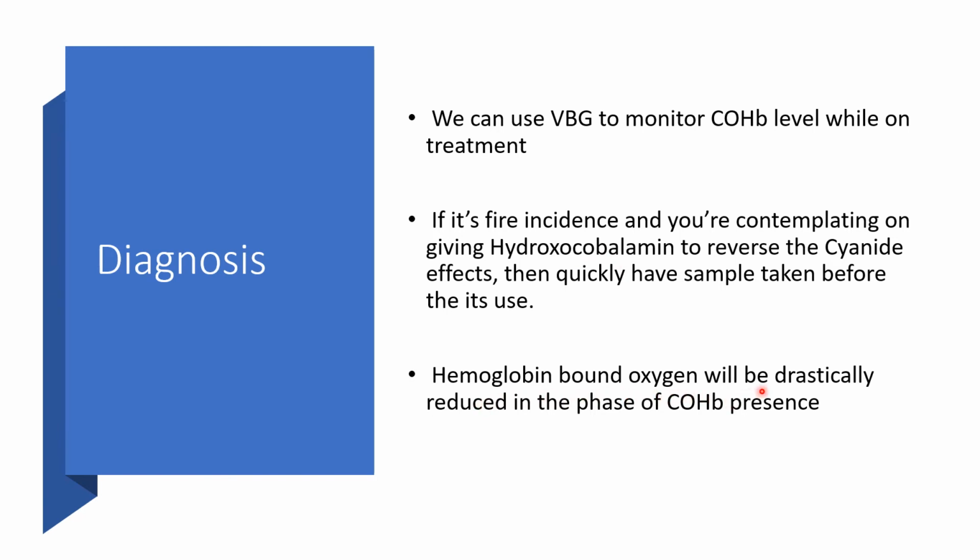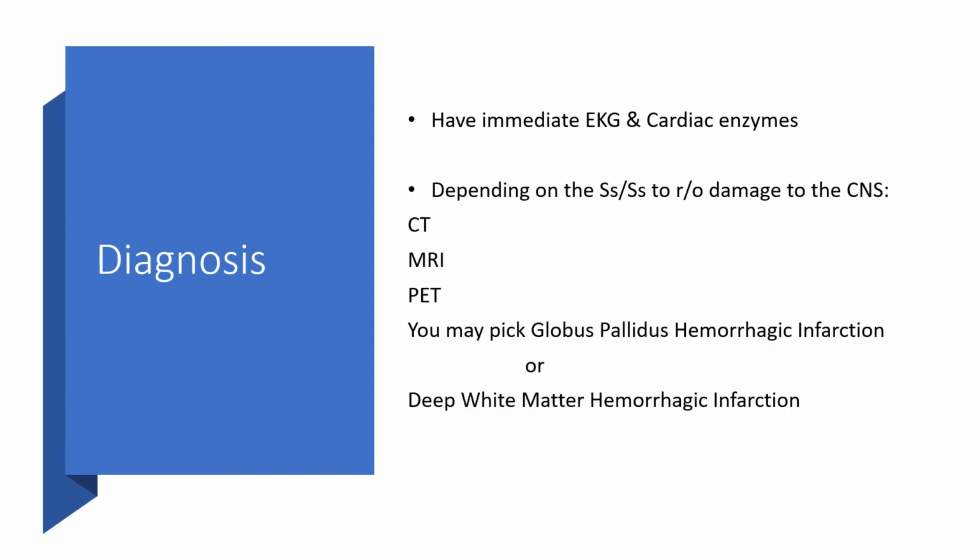Hemoglobin-bound oxygen will be drastically reduced in the face of carboxyhemoglobin presence. You can have immediate EKG and cardiac enzymes done. Why that? We want to know the effect of this carbon monoxide poisoning on the heart.